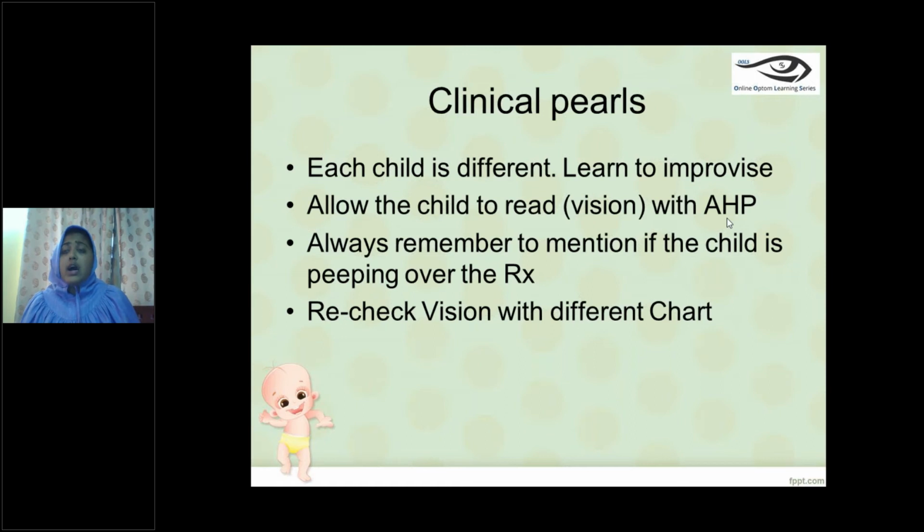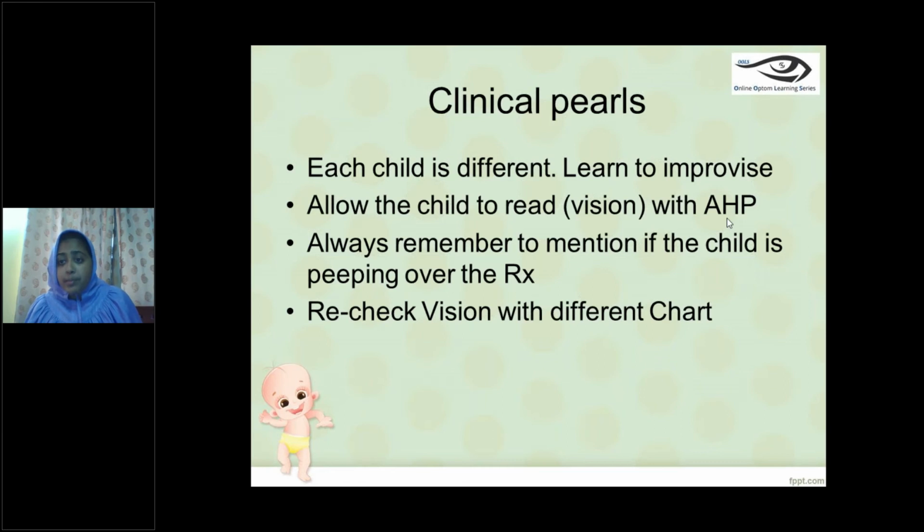Next, we have to allow the child to read the vision charts in any abnormal head posture the child is comfortable in. We do not have to keep on telling the child, keep your head straight, keep your head straight. Just allow the child to read with the AHP, just making sure that the other eye is covered up well.